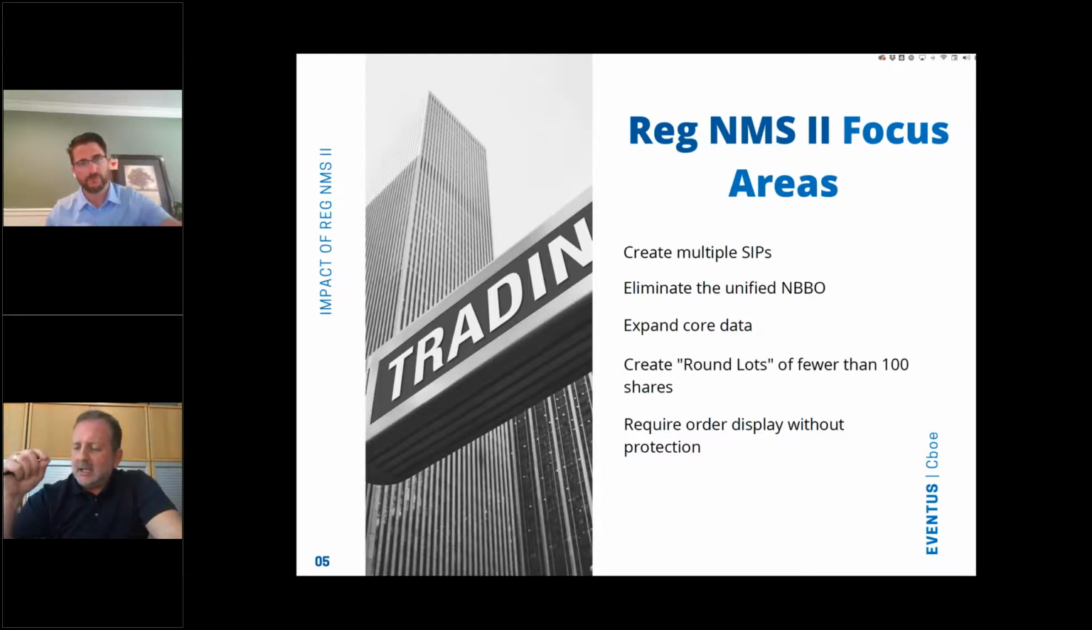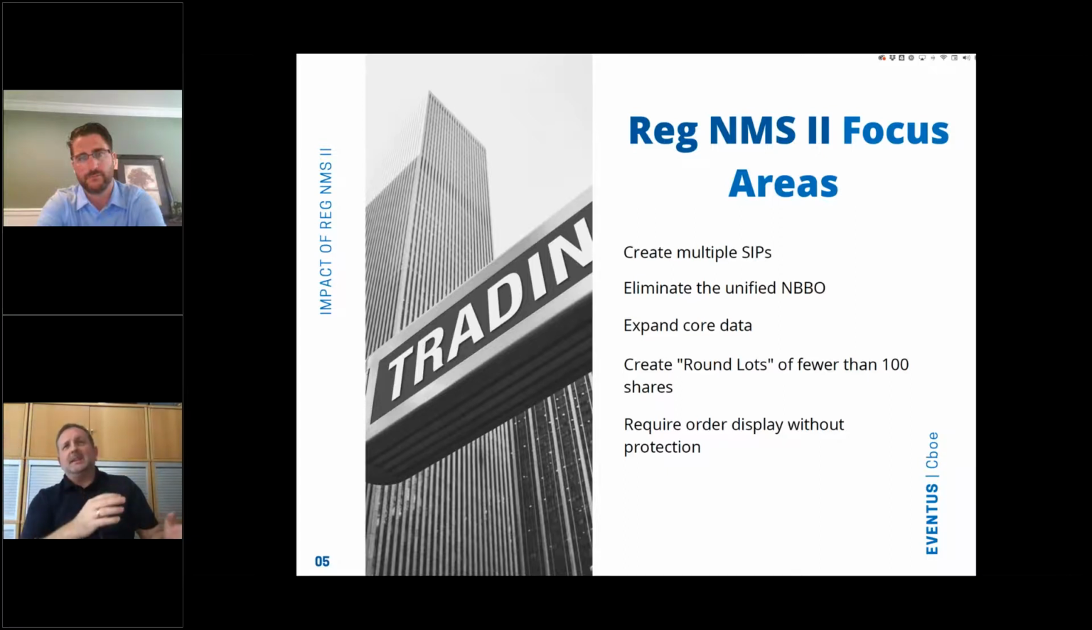Let's dig in a little bit more on some of the Reg NMS focus areas. So obviously we're throwing out the competing consolidators and self-aggregator concepts. If you're not interested in those, what about the core data? Do you think there is value to expanding the core data to 5 levels and the auction information? Where do you stand on that? Yeah, I think generally speaking, most folks were in favor of doing that, right?